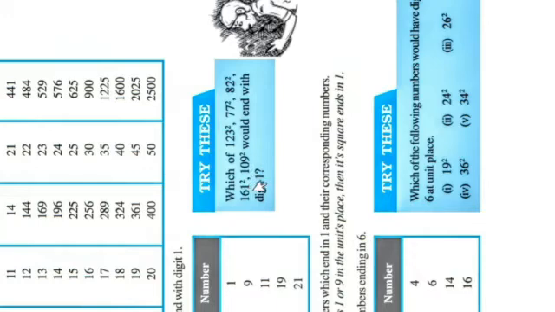So 1 one is 1. So yes, this will end with digit 1. 109 square, 9 nines are 81. So this also will end with digit 1. But for these three, if you multiply the unit digit, 3 threes are 9. So this will not end with digit 1. 7 sevens are 49. So it will also not end with digit 1. And 82 means 2 twos are 4. It will also not end with digit 1.